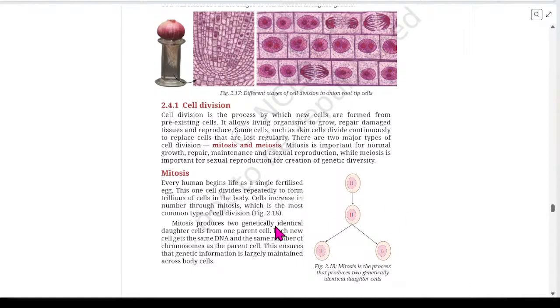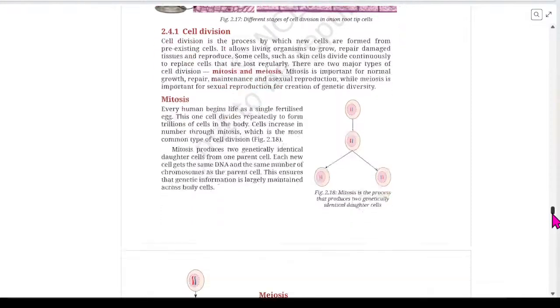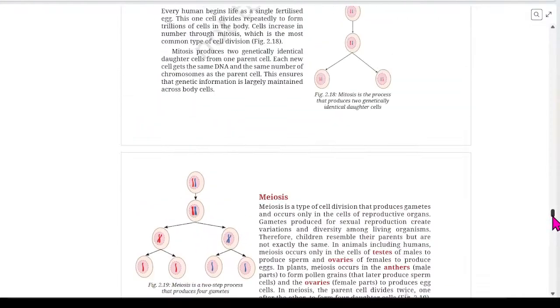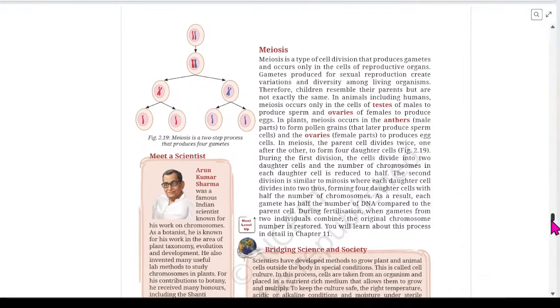Mitosis produces two genetically identical daughter cells from one parent cell. Each new cell gets the same DNA and the same number of chromosomes as the parent cell. This ensures that the genetic information is largely maintained across the blood or body cells.